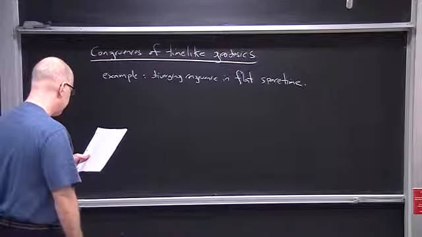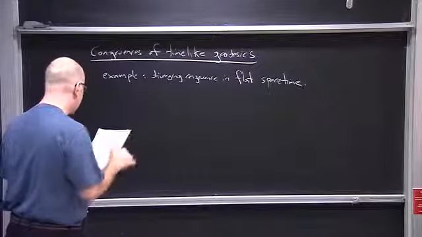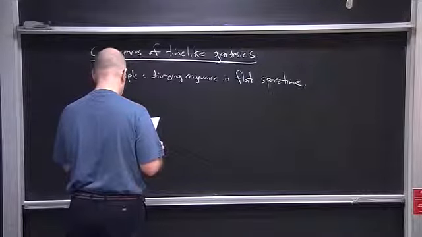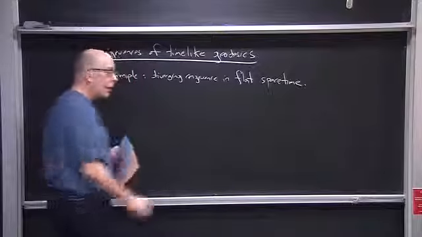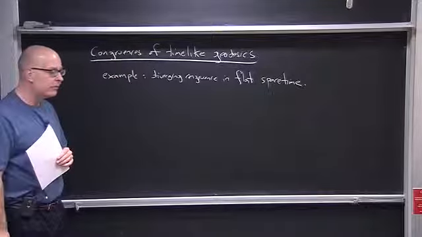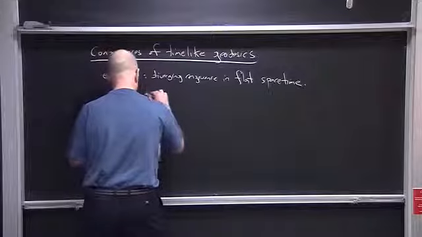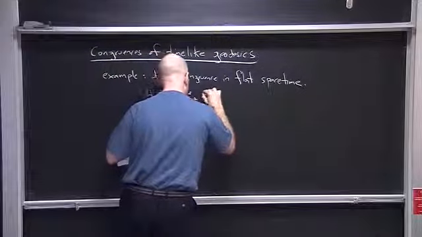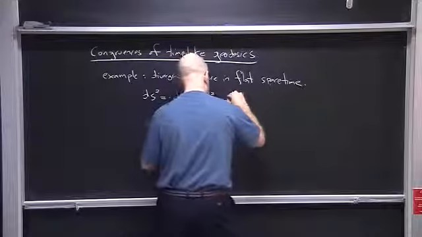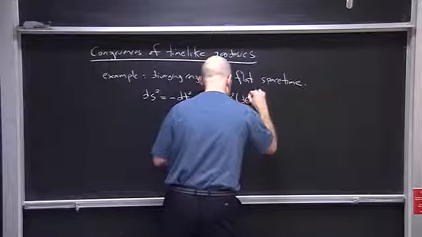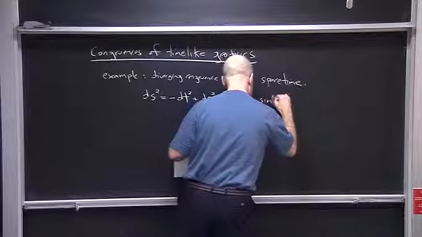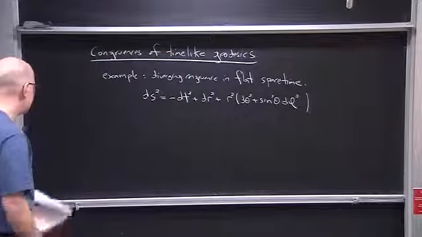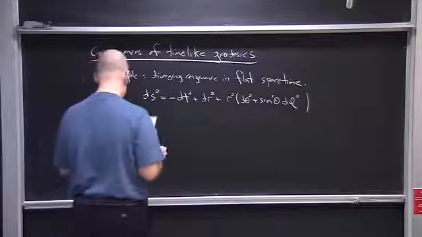So let me draw it first, and then I'll describe it. Well, let me describe it mathematically first, and then I'll draw it so you see what it looks like. So I'm going to be working in spherical coordinates because it's going to be convenient for what we're doing here. So the metric of flat space in spherical coordinates is minus dt squared plus dr squared plus r squared times d theta squared plus sine squared theta d phi squared. So I'm using t, r, theta, and phi as coordinates.